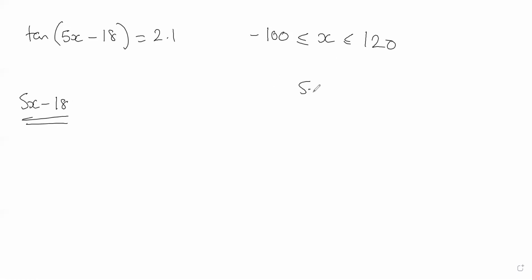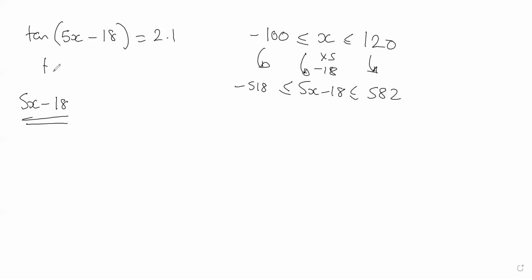So I just want to change this interval to 5x minus 18. How am I going to do that? It's pretty obvious. I'm going to times it by 5 and take away 18. So that's what I'm going to do to each one of these as well. 120 times 5, take away 18. So we want all the answers up to 582. We're also going to do minus 100 times 5 minus 18. So we want them all the way up to minus 518 as well.